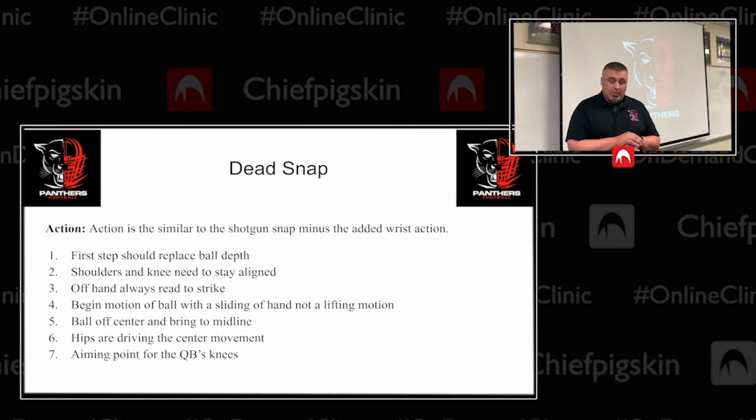Ball off center again, and then we bring it to the midline. We mentioned that in the shotgun, and again, I actually feel like this is the one where it's most natural, because you don't have that wrist turn of holding that ball off that midline, even here to the side, and then we're gonna snap and bring it back towards our midline. And again, aiming point for the quarterback's knees.